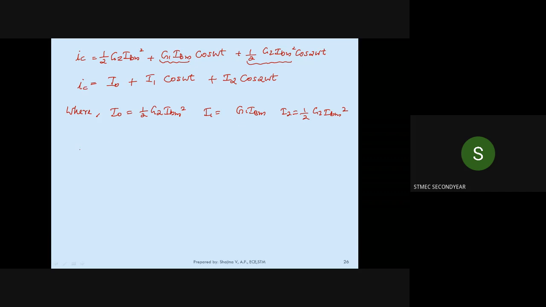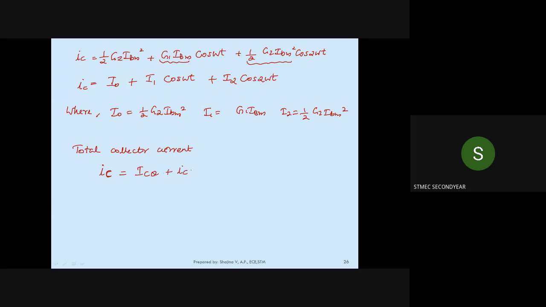Now the total collector current, I capital C, I suffix capital C. Total collector current is equal to our Q point value ICQ plus this AC value.